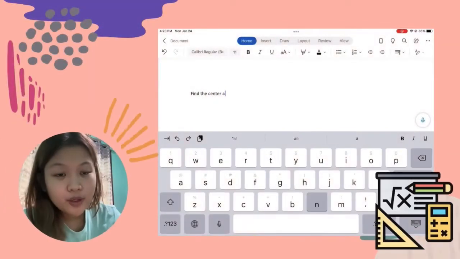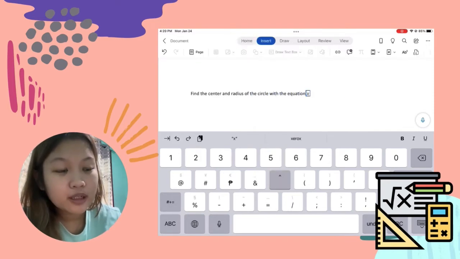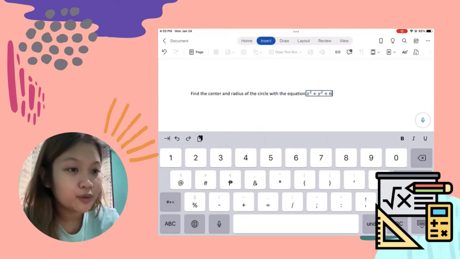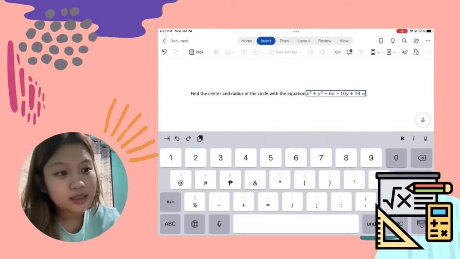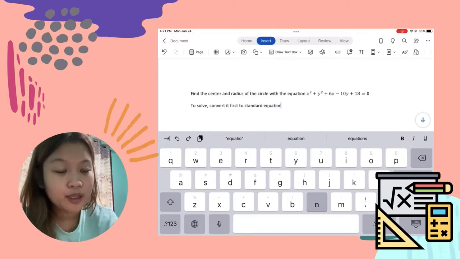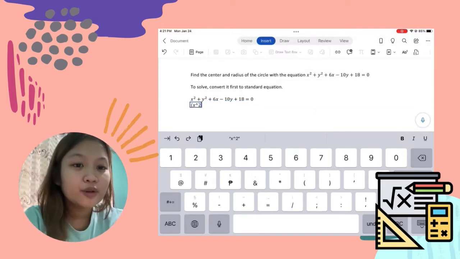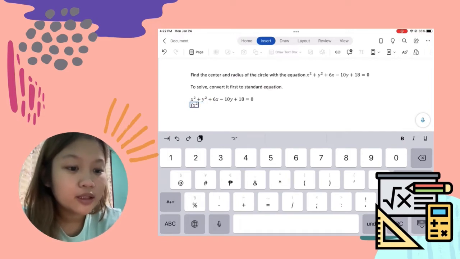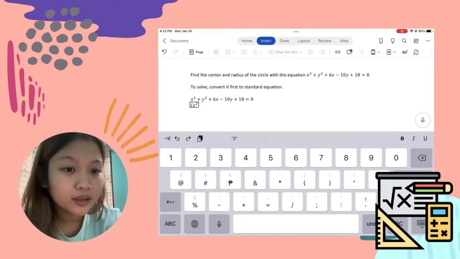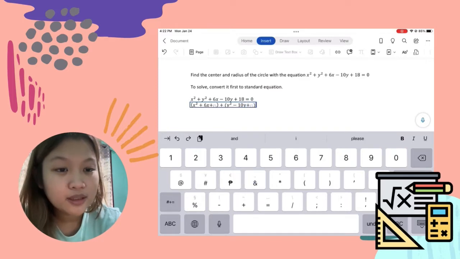In reverse, we are tasked to find the center and radius of the circle with the equation x squared plus y squared plus 6x minus 10y plus 18 equals 0. To solve this problem, we need to convert it first to the standard equation. To do that, we need to combine all the like terms first, and this will be the quantity of x squared plus 6x and y squared minus 10y.